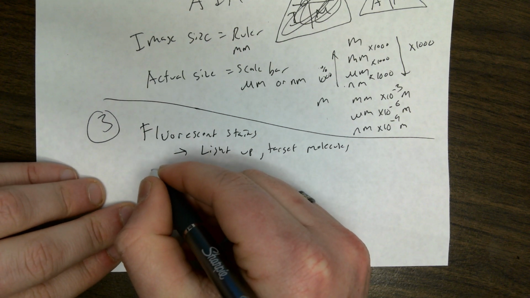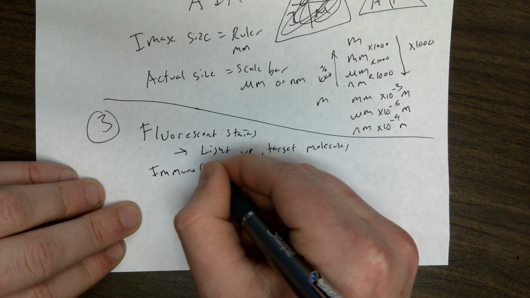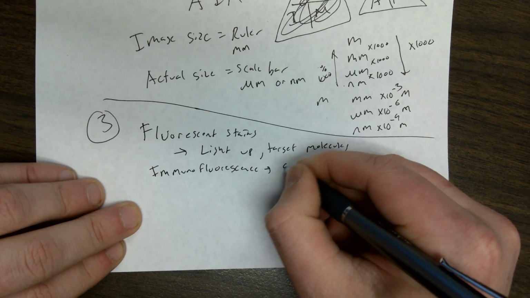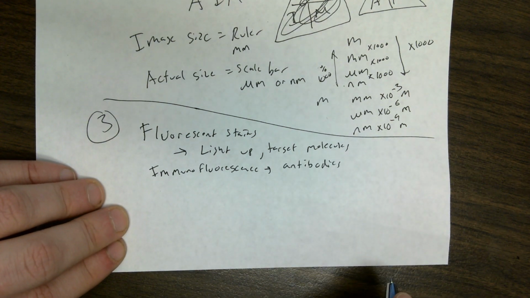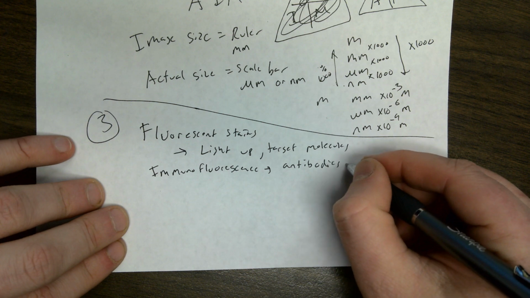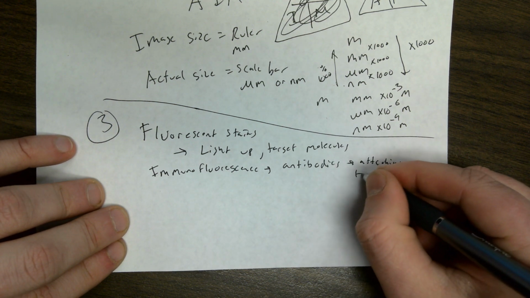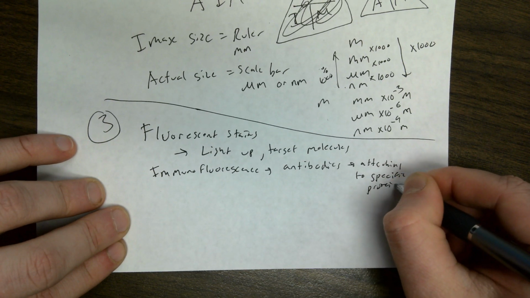Building off of this, it's similar to immunofluorescence. Immunofluorescence is going to be more targeted because you're using antibodies. We haven't learned about antibodies yet, but we will next year. They're basically attaching to proteins, but to specific proteins. So that makes this one very good for looking for specific things.